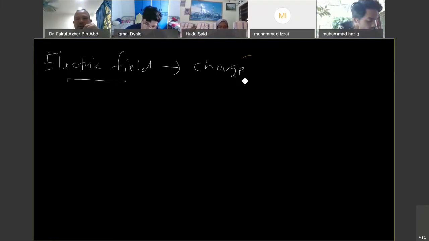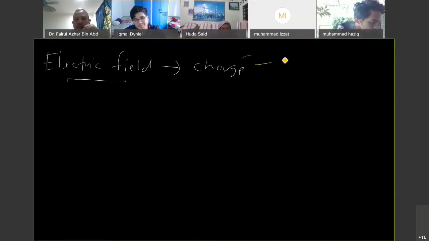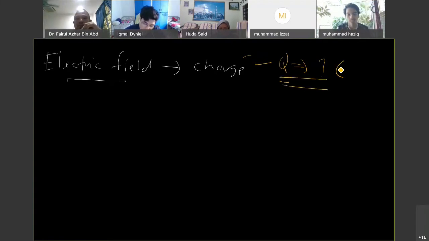Okay, so the charge can be represented in several ways. First, the charge can be represented by its absolute value, and we call it Q. This Q is given in coulombs. So this one is the absolute value.